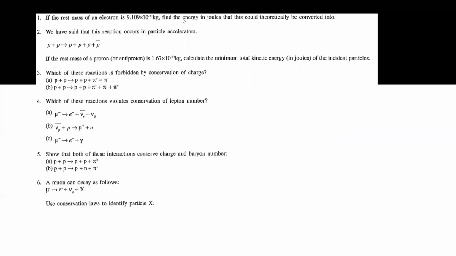In the same way, which of these reactions violates the conservation of lepton number? So you have to check the leptons. This is muon, anti-muon basically, gives antiproton plus anti-electron neutrino plus anti-muon neutrino. Here we just have to check the lepton number, not everything. For every lepton it is plus 1, and for every anti-lepton it is minus 1.